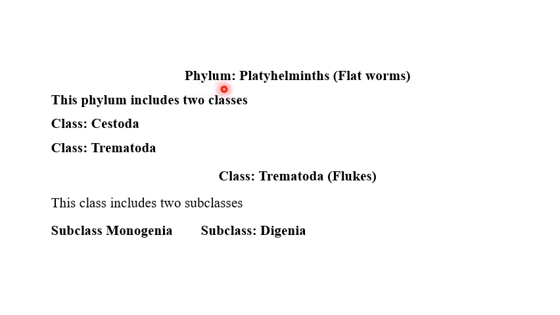In this lecture we are going to study the platyhelminths, flatworms, الديدان المفلطحة. This phylum includes two classes: class Cestoda, الديدان الشريطية, and class Trematoda. Class Trematoda, or flukes, includes two subclasses: subclass Monogenea and the second subclass Digenea.